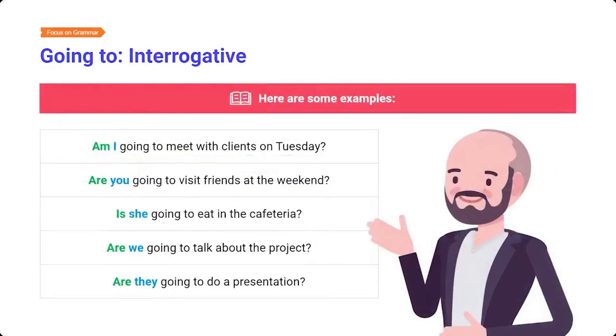Here are some examples. Am I going to meet with clients on Tuesday? Are you going to visit friends at the weekend? Is she going to eat in the cafeteria? Are we going to talk about the project? Are they going to do a presentation?